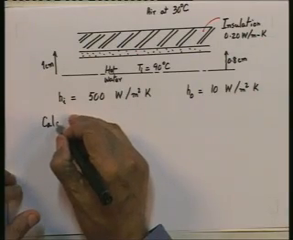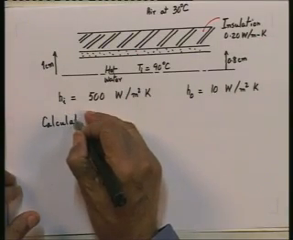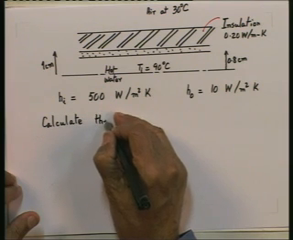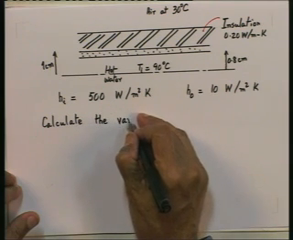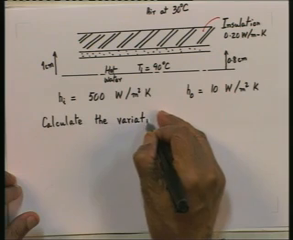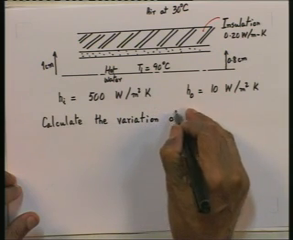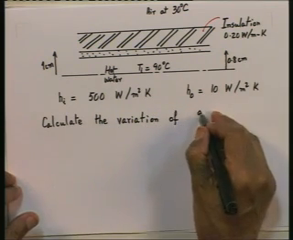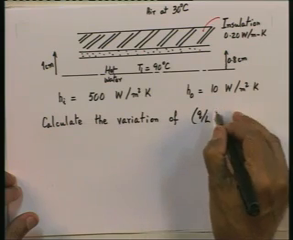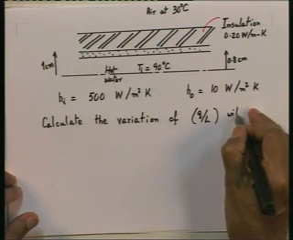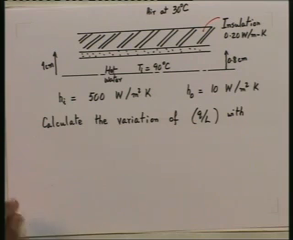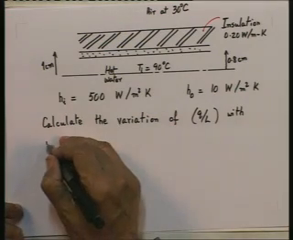All right. Calculate the variation of Q by L, that is the heat loss rate per meter length, with insulation thickness.